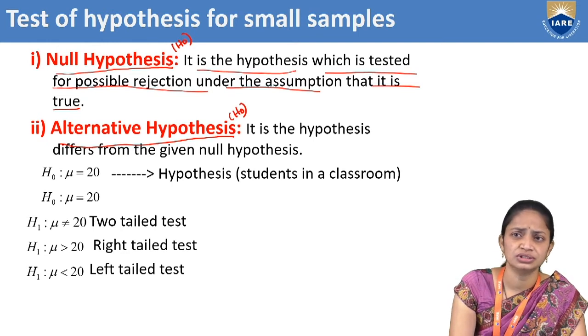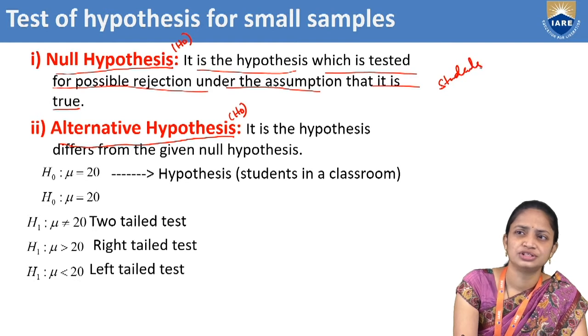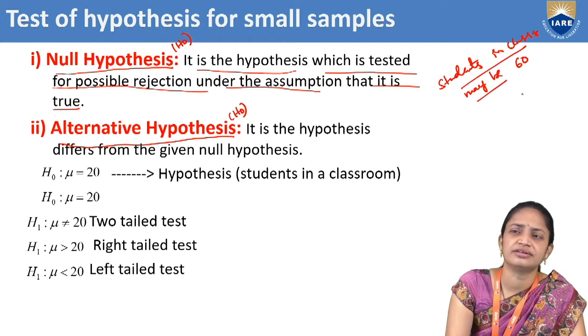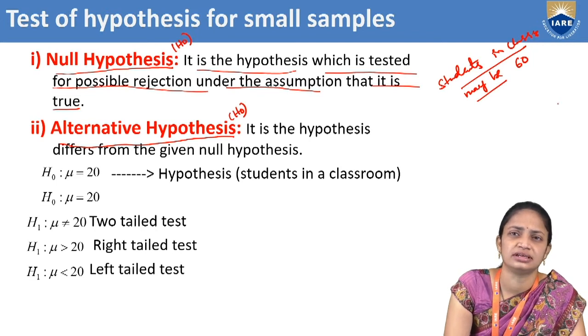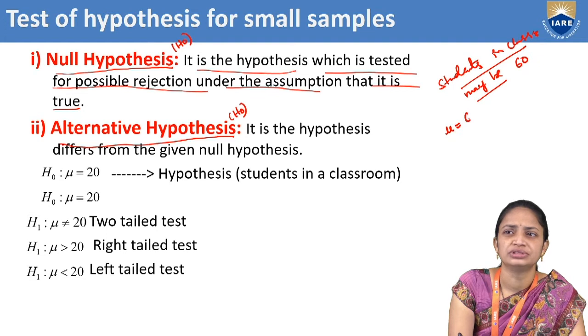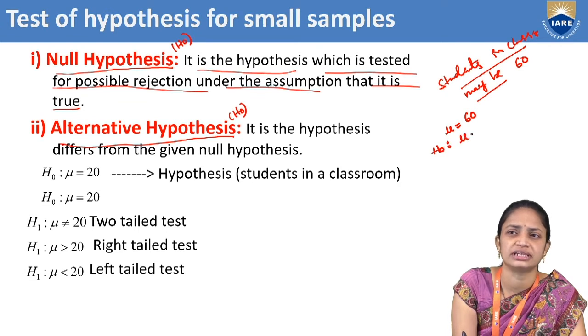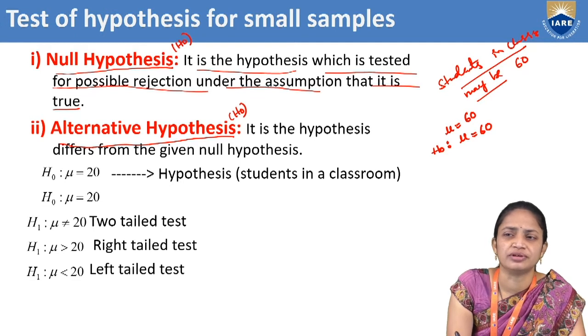For example, the students in a classroom. Here I am considering that the number of students is 60. This is our statement, that is, this is our hypothesis. But according to our null hypothesis, we have to take the given statement as it is. That's why mu equal to 60. The total number of students in a classroom is 60, so here I am considering mu equal to 60.